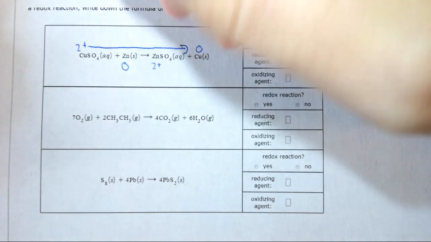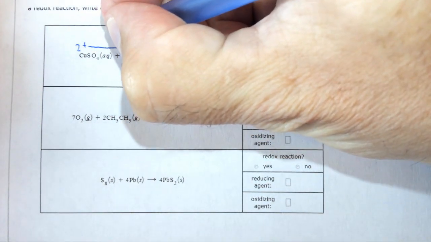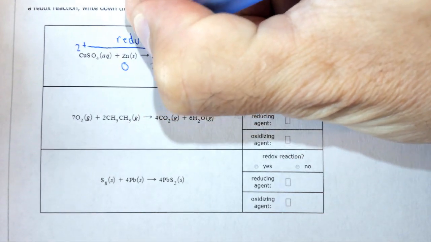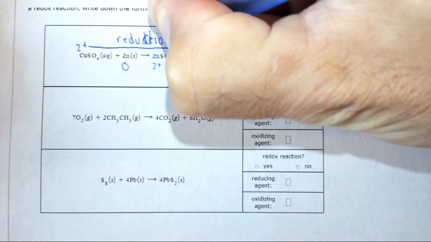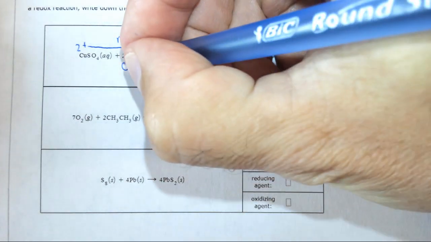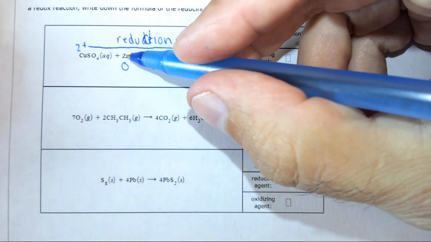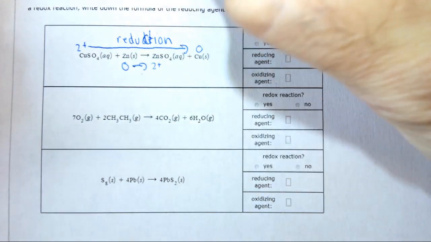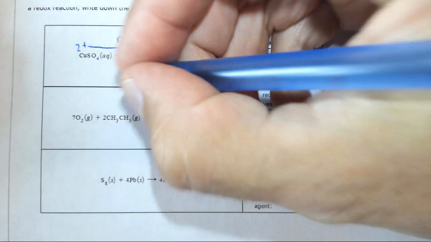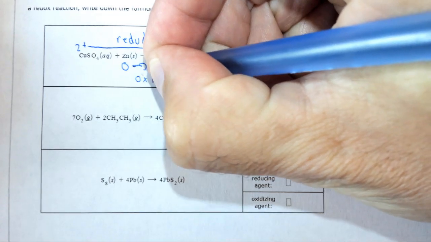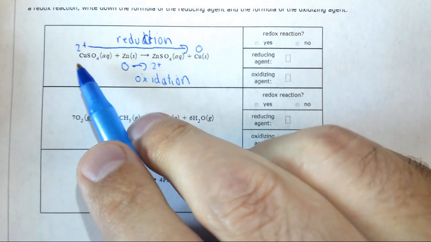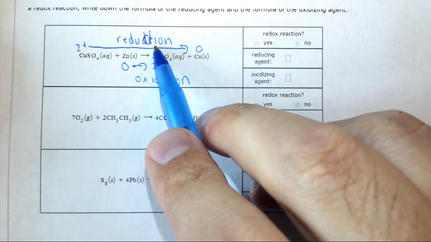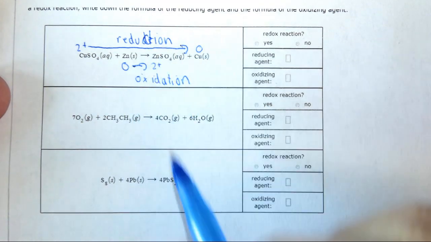This means it gained electrons. This is reduction. Reduction is gaining. And zinc went from 0 to 2+, which is losing electrons, which is oxidation. So zinc was oxidized and Cu2+ was reduced.